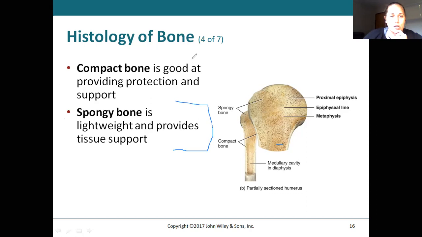So compact bone is good at providing protection and support. We look here, we can see compact bone as part of the diaphysis of that shaft. Going back to the terminologies that we learned at the beginning, you have your diaphysis, your metaphysis, and your epiphysis. This is going to make up a bulk of the diaphysis, and it's going to be a very strong type of bone in terms of protection. So again, I just wanted to revisit spongy bone and compact bone.